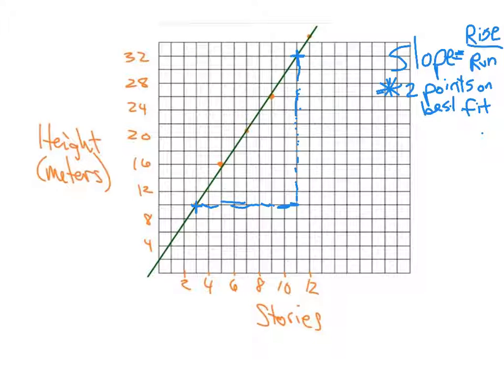So I'm going to write down 32 because that's the value at the top of my triangle. What is the value at the bottom of my triangle? When I look over here on the height, it looks like that's 10. So I write down 10. The bottom of my triangle starts at 10 and it goes up to 32.